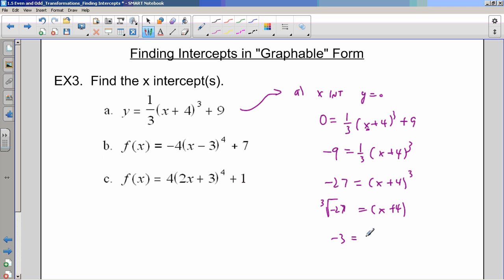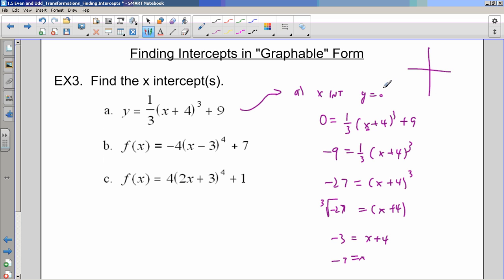And we'll show you, if you're not sure what that value would be, how to put that into your calculator. But then I've got negative 3 is equal to x minus 4. x is minus 7. And so notice that means this function has the x-intercept, and only one of them, of minus 7. Does that make sense?